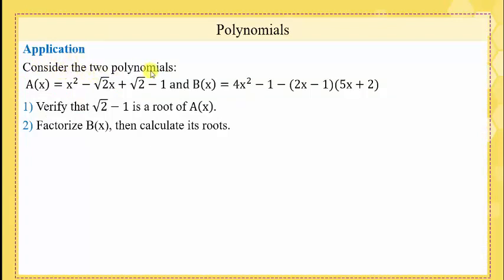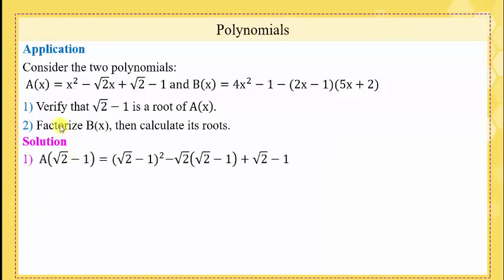Application. Consider the two polynomials a in x and b in x. Part 1. Verify that radical 2 minus 1 is a root of a in x. Part 2. Factorize b in x, then calculate its roots. Please pause the video and try to solve it.